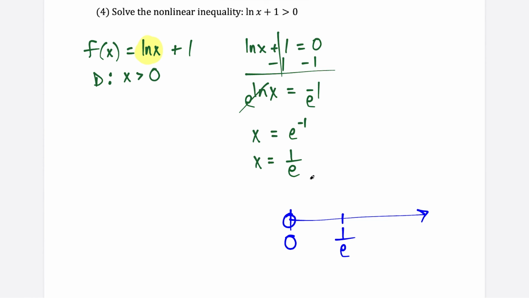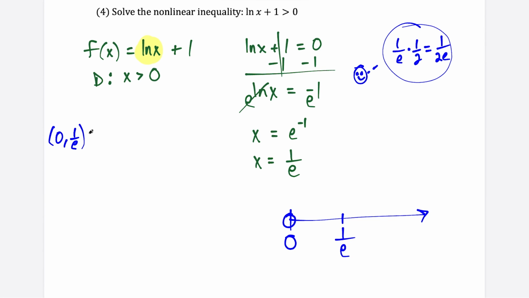So this is maybe a little bit tricky. We have to think of a number between 0 and 1 over e. And let's say we're doing this without a calculator. Well, if we want to make this number smaller, one thing we could do is multiply it by 1/2. So just imagine we have 1 over e, and we multiply it by 1/2. We could say this is equal to 1 over 2e. So now when we look for solutions to the inequality on the space from 0 to 1 over e, we could plug in x equals 1 over 2e.